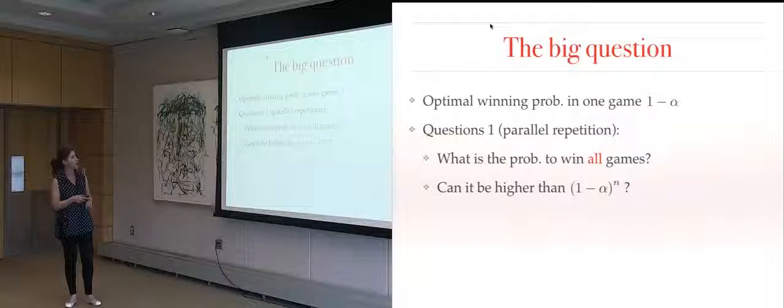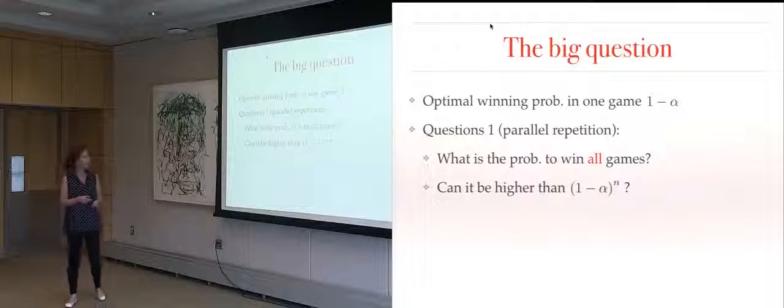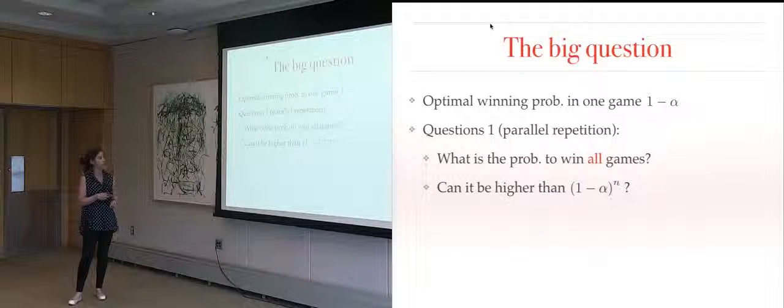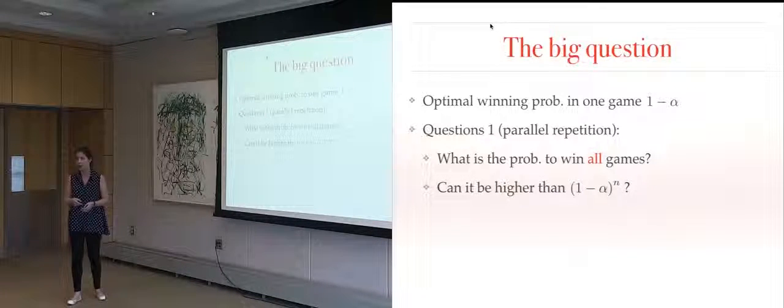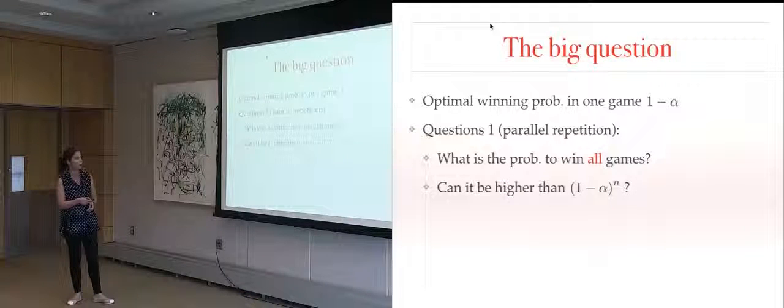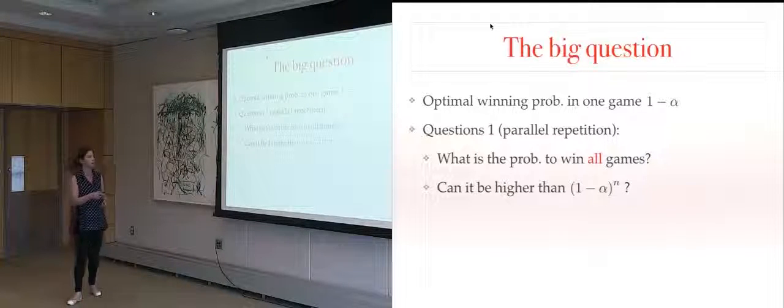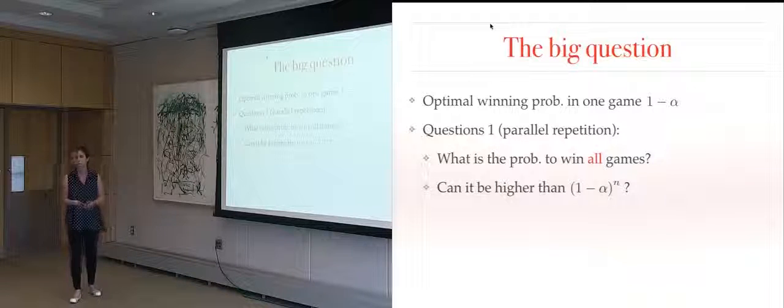The first question is what we call the parallel repetition question. The question is, what is the probability to win all the games? So using an IID strategy, if the optimal winning is 1 minus alpha, then IID will have 1 minus alpha to the n. And now we're asking, can they do with a correlated strategy much better than this 1 minus alpha to the n? This is the parallel repetition question.